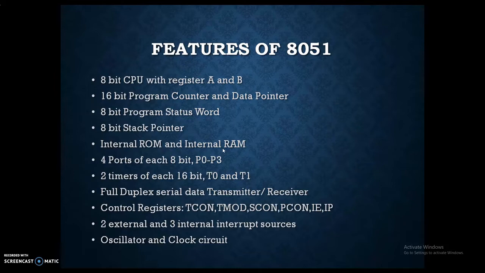Internal ROM and internal RAM is there, as it was discussed earlier, that this microcontroller includes 128 bytes of RAM and 4 kilobytes of ROM. And there are 32 IO pins. Each port contains 8 pins. So there are 4 ports, namely P0, P1, P2 and P3. Two timers are there, and full duplex serial data communication and receiver. Full duplex means at a time transmission and reception can be done.